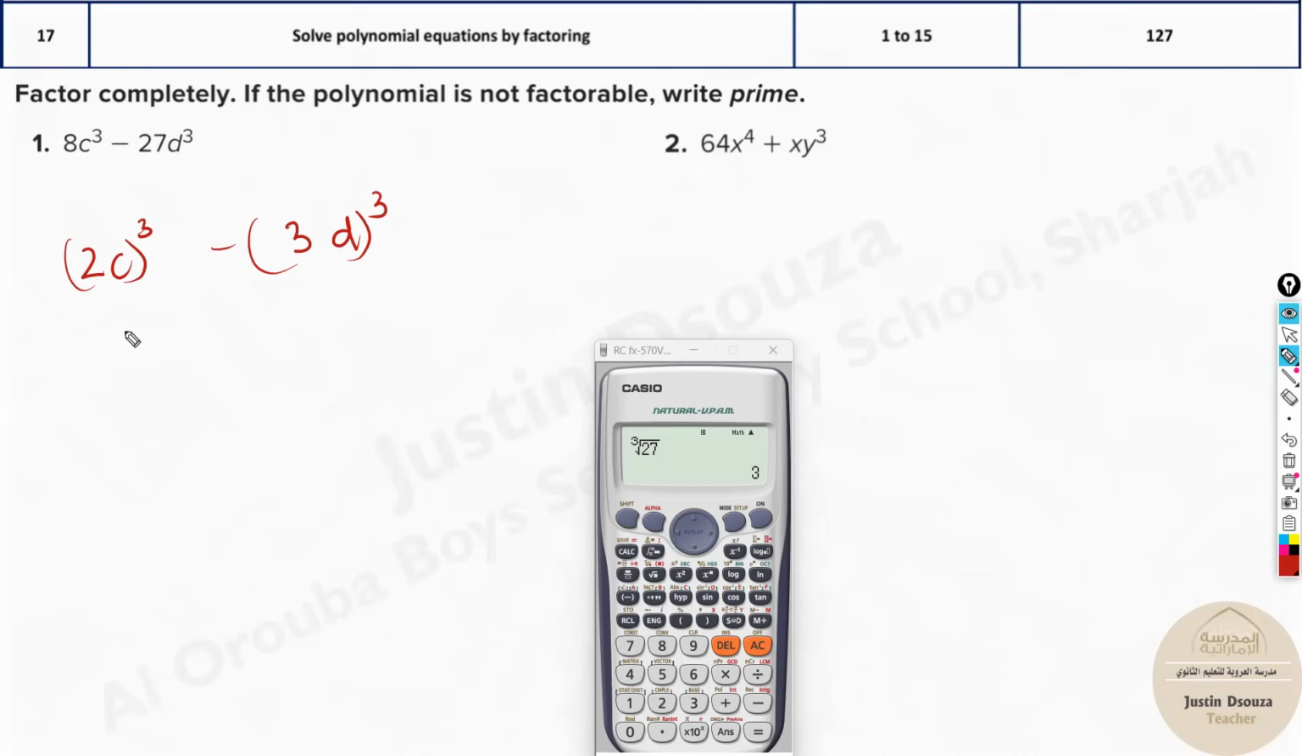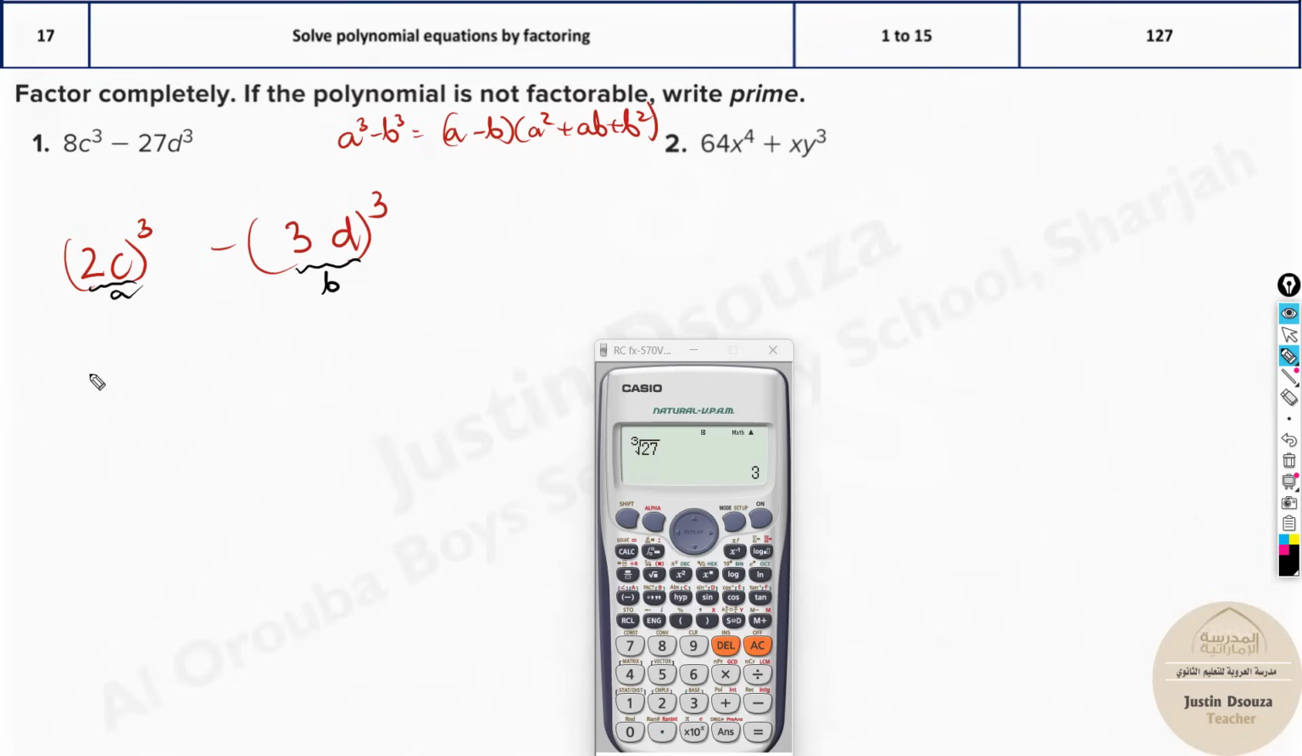Now we can use the formula. The formula is a cube minus b cube, that is equal to, since it's minus, first I write (a minus b), then it's just (a squared plus ab plus b squared). And now let me do the direct substitution. A is whatever is over here, and this over here is B.